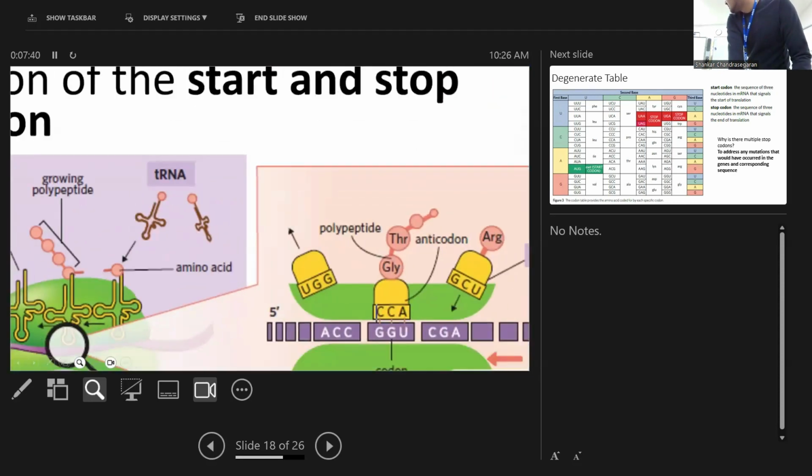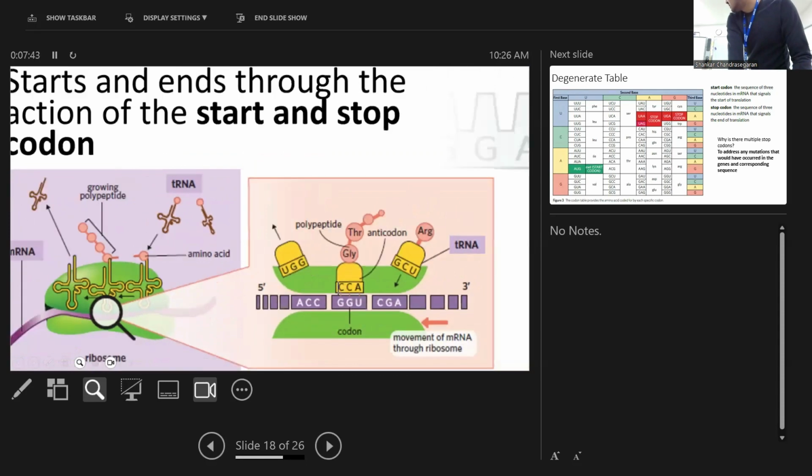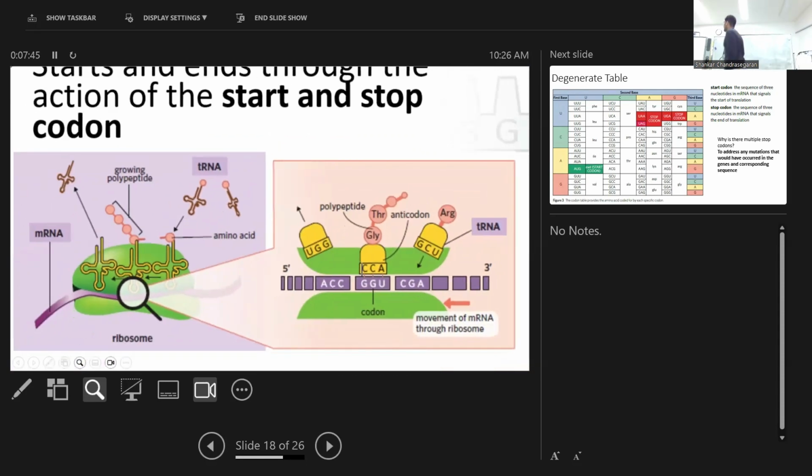So let's see. All right. So now we have a picture of a mRNA, a ribosomal unit, and also the tRNA coming in. So how does this process start? This process actually should be up there already.